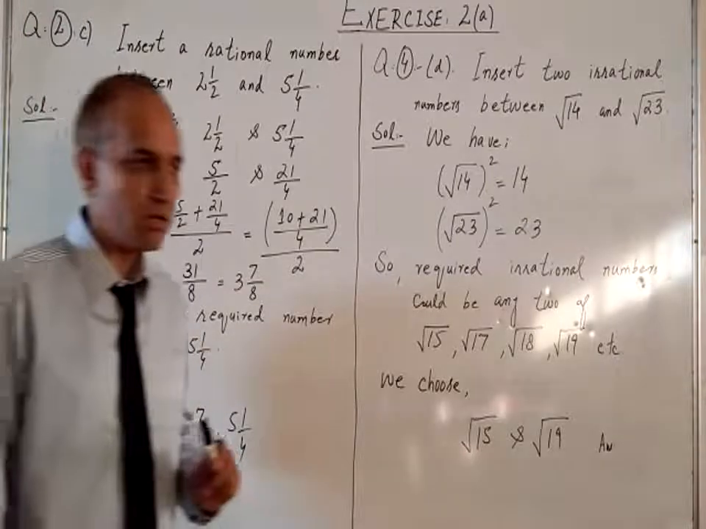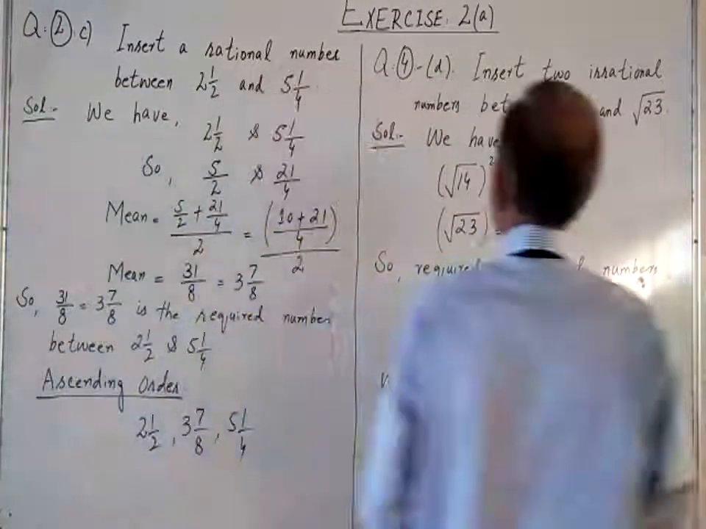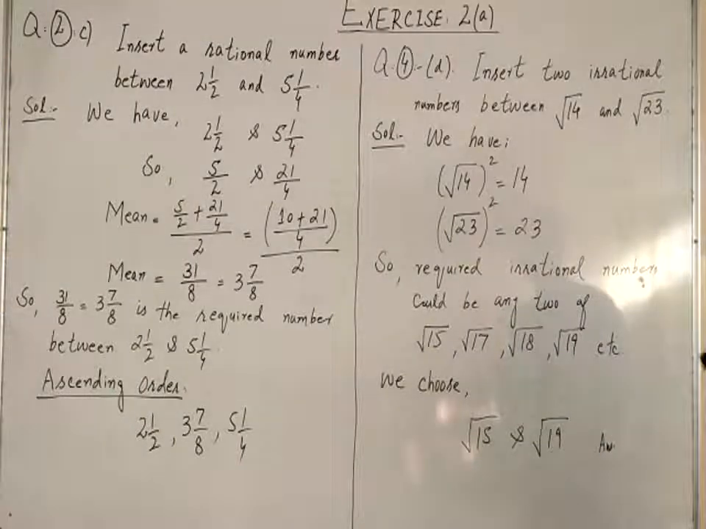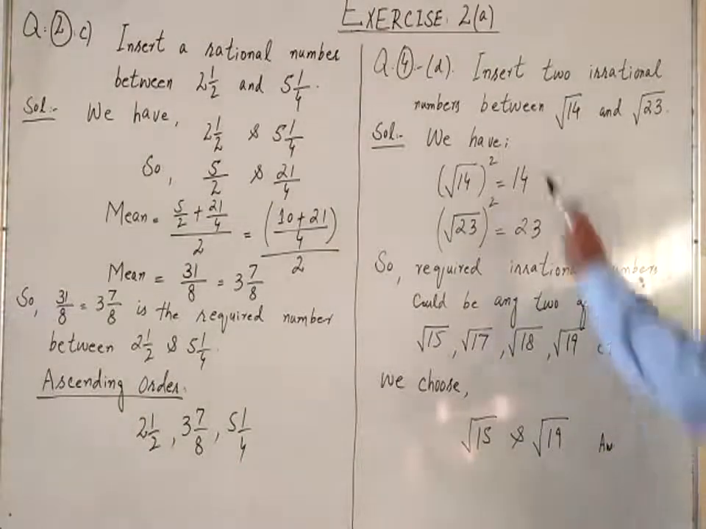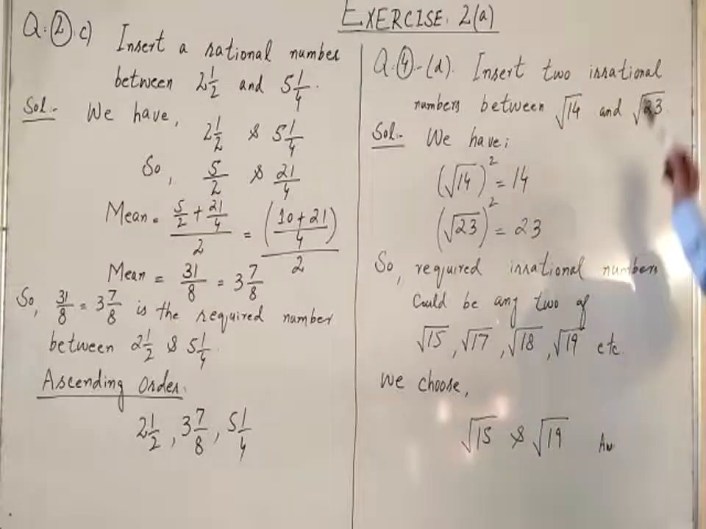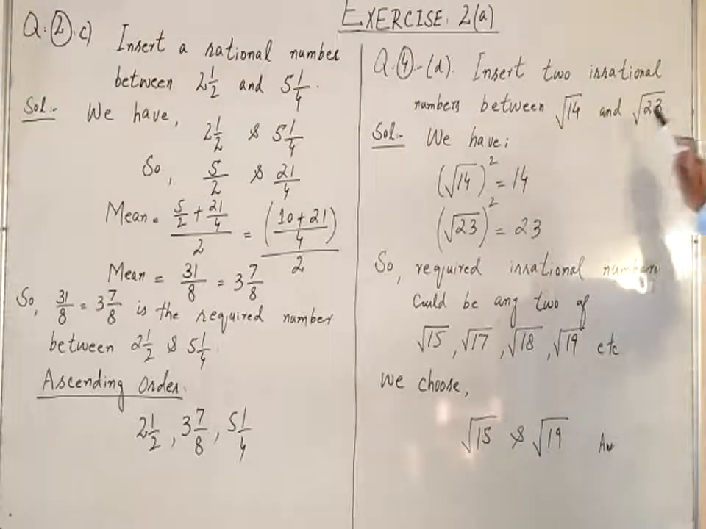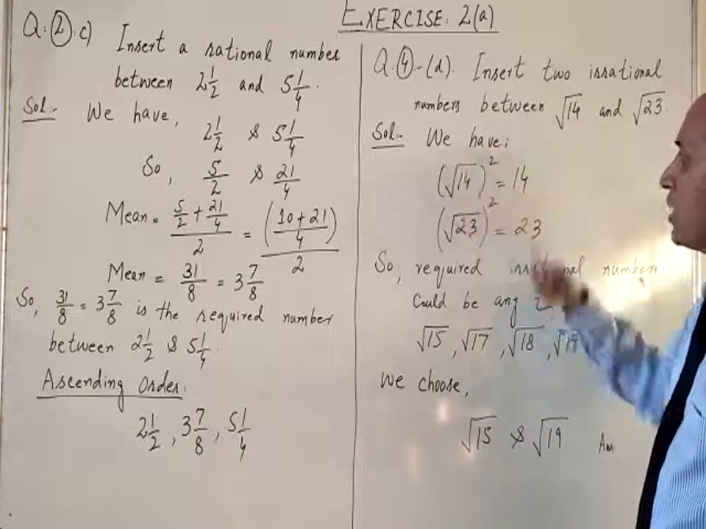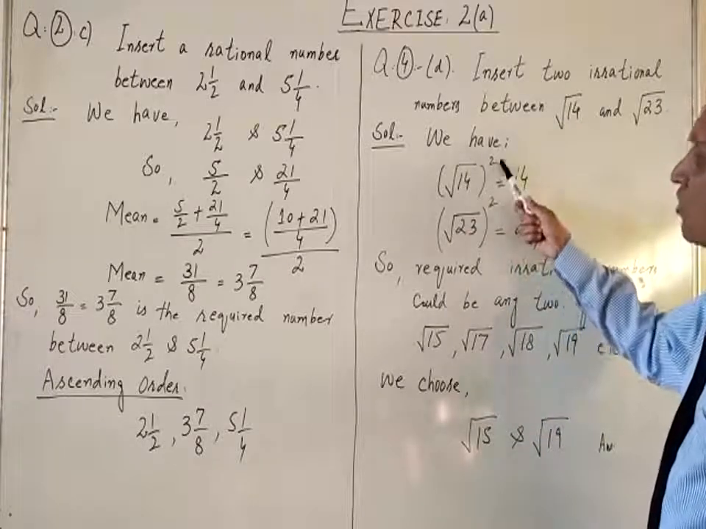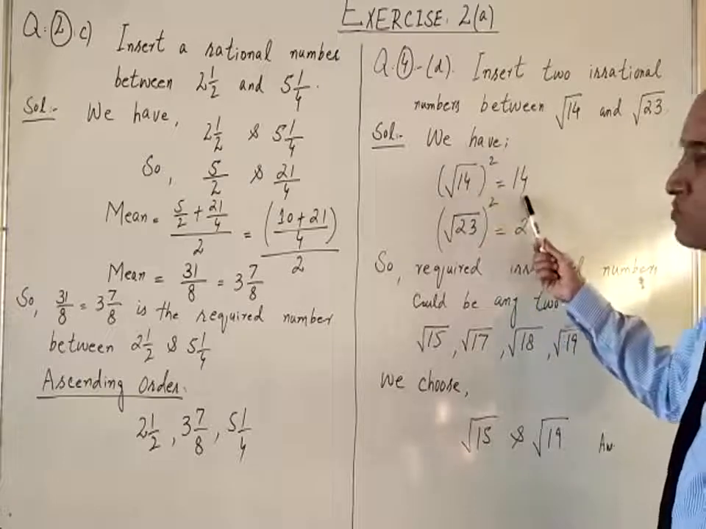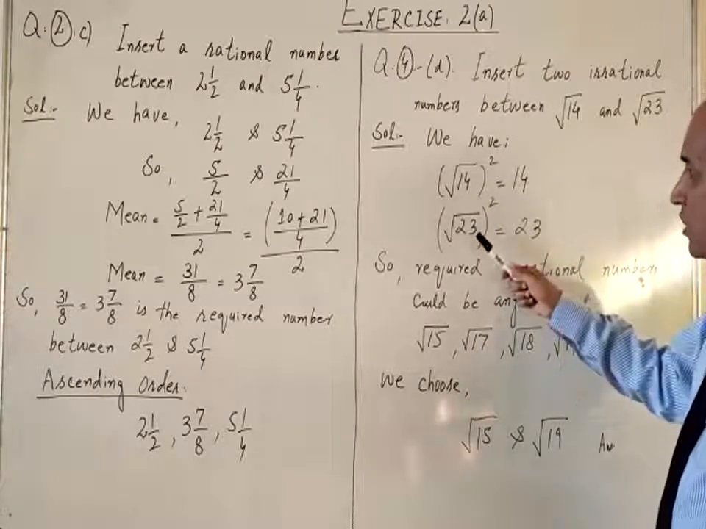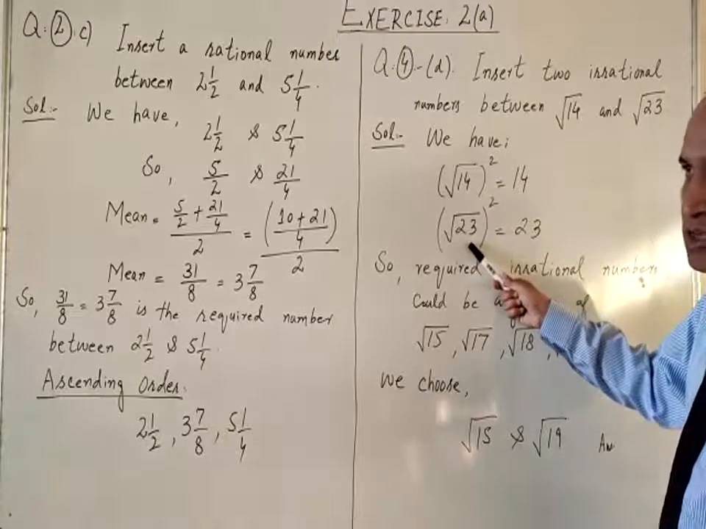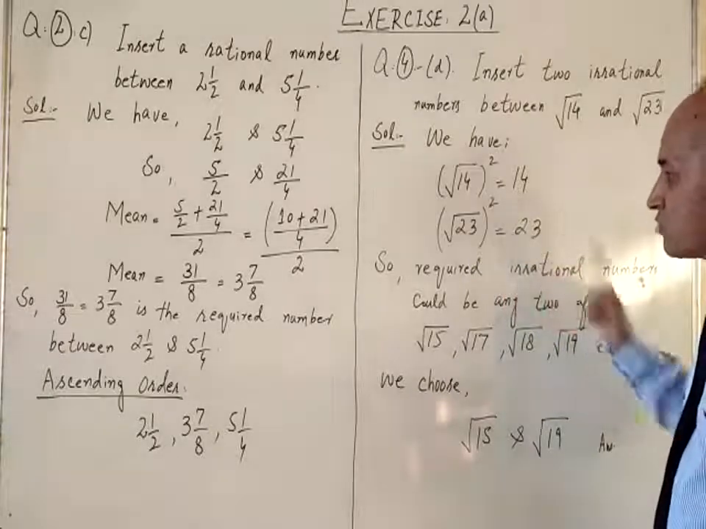Next, we have question number 4, part D. We have to insert two irrational numbers between square root 14 and square root 23. For this, we take the square of square root of 14, which is equal to 14, and then we take the square of square root of 23, which is equal to 23.